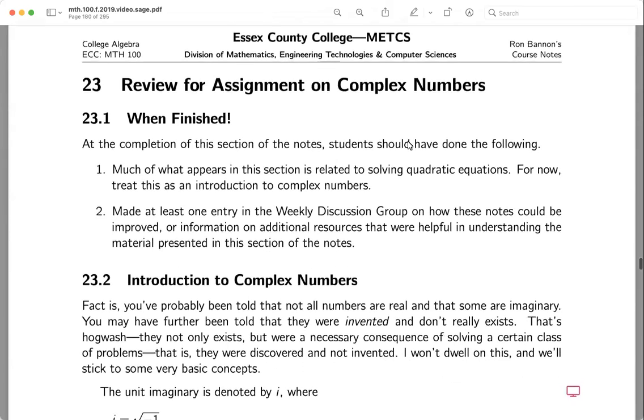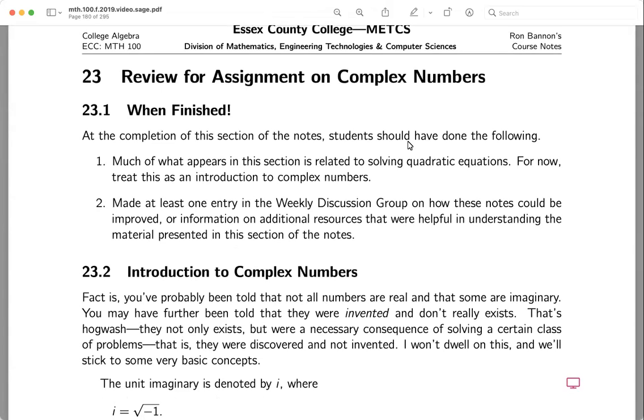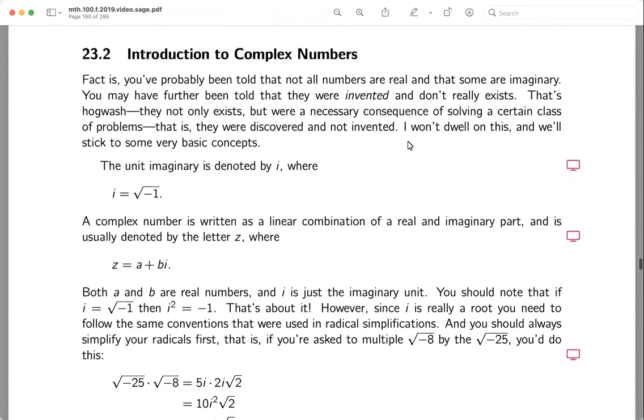Okay, we're in section 23, which is the section that introduces complex numbers. The big concept over here is this new number you have, which is the square root of -1, which we call the unit imaginary, or i. All right. So we went through some lecture material.